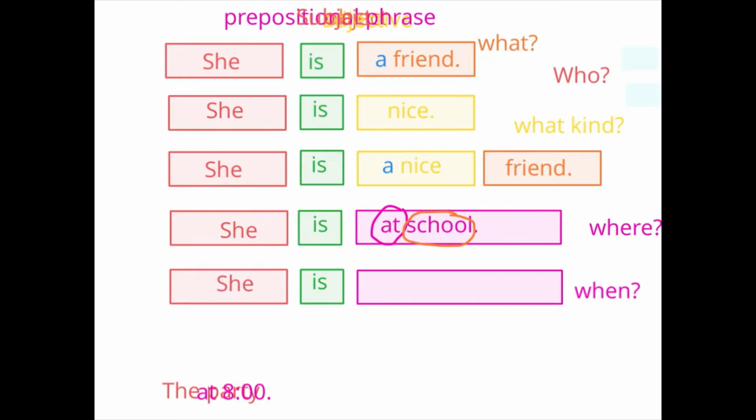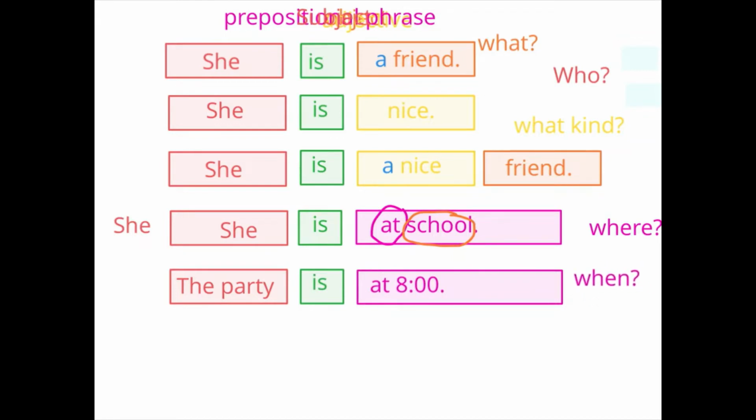We're not going to do she. We're going to do the party. The party is when? The party is at 8 o'clock. Our subject is the party. It is a thing. Then we have our verb. And then we have our prepositional phrase that answers the question when. The party is at 8 o'clock.